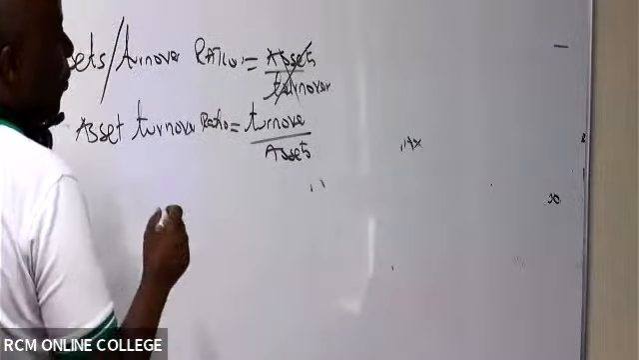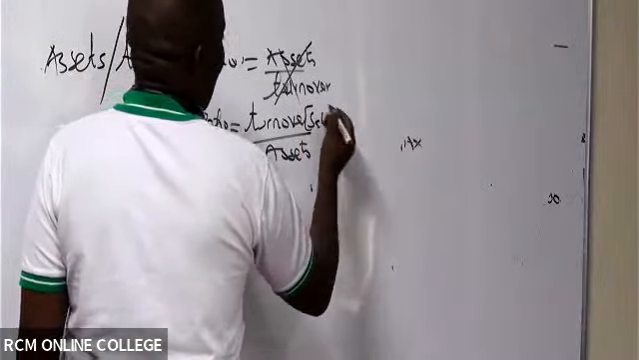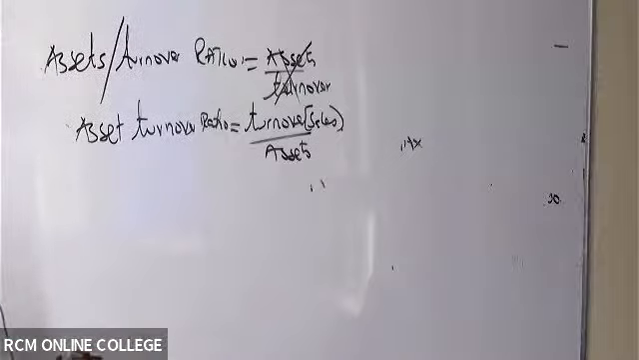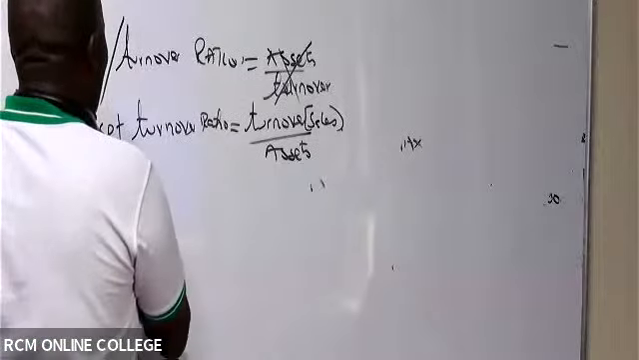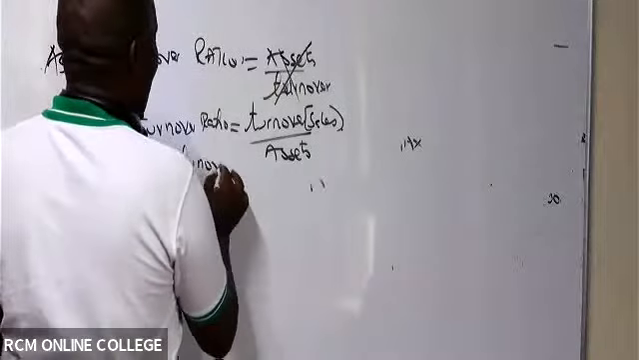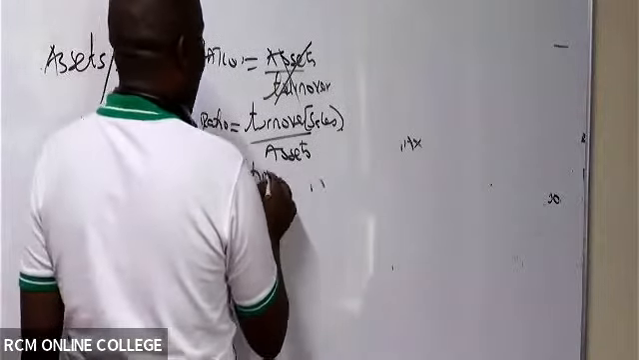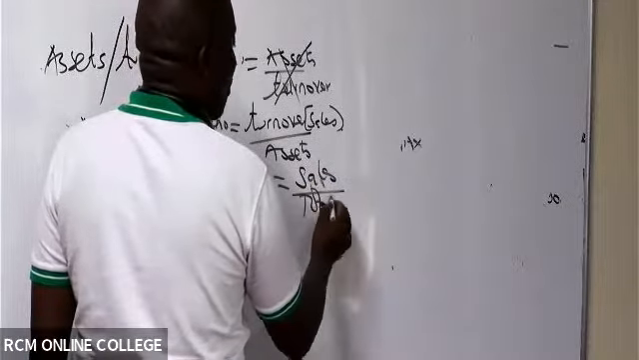And remember that turnover is the same as sales. In most cases, the examiner will tell you which assets turnover ratio they want you to compute. If they tell me they want total assets turnover ratio, then I will take sales over total assets.